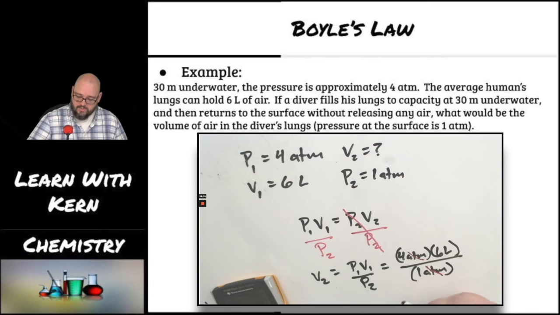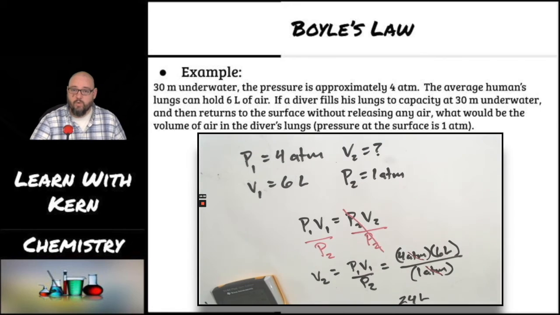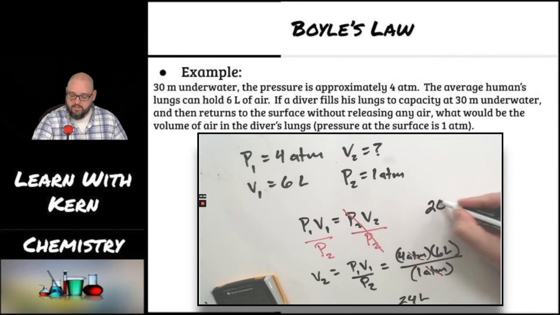So 4 times 6 is 24. So that gives us 24 liters. But we do want to stick with significant figures, and all of the numbers in my problem only had one significant figure. So I need this to only be one significant figure. So that's going to be 20 liters.